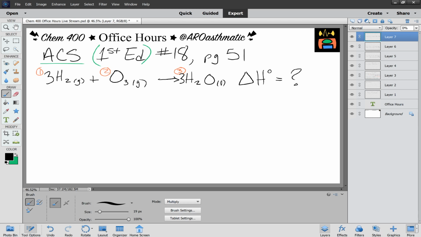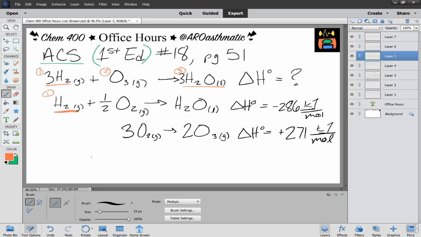Now looking back at our reaction, we have our hydrogen and water figured out, but we need to get our ozone in the right place, all right? And ozone is in the second reaction, number 2, but it's on the wrong side of the reaction, and it has the wrong stoichiometric coefficient. So we're going to need to do a couple manipulations here to get ozone in the right place.